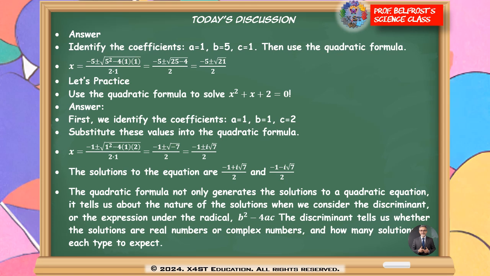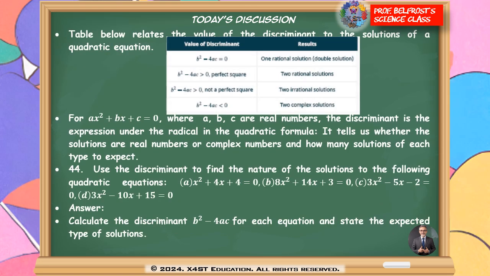That's the solution. Okay. So yeah, the quadratic formula not only generates the solution to a quadratic equation, but it also tells us the nature of the solution when we consider the discriminant. What is the discriminant? Discriminant is simply b squared minus 4ac. Okay, so here's the table showing the relation of the value of the discriminant to the solution of the quadratic equation.